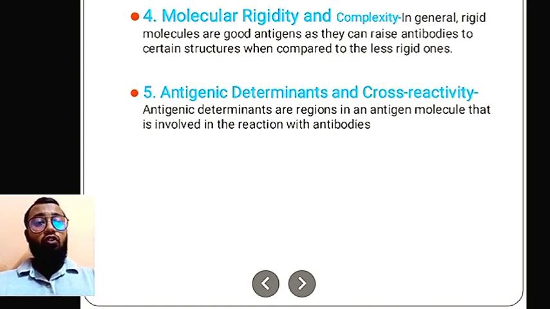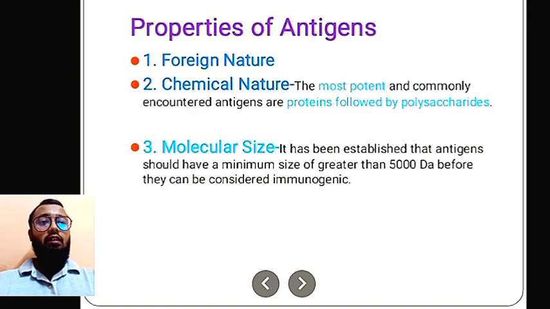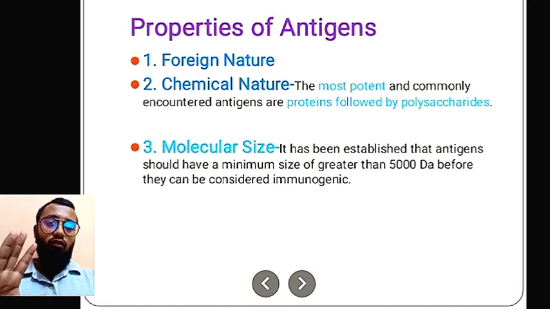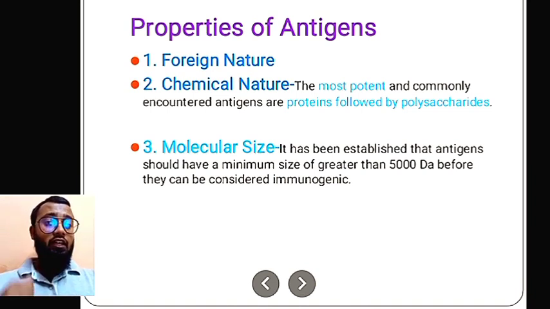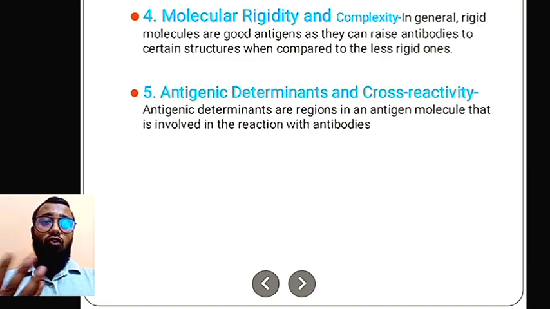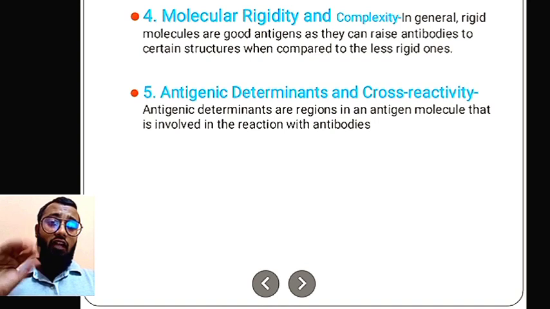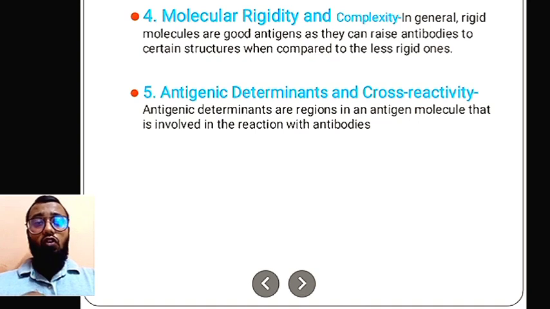So students, I know you will remember well how many properties there are. 5 properties of the antigen. First is the foreign nature, that the degree of foreignness is measured. Second is the chemical nature, that it is mainly made up of protein and polysaccharide. Third is the molecular size, it should be more than 500 Dalton. Fourth is the molecular rigidity, the more rigid the antigen, the more immunogenic it is. Fifth and the most important property is the antigenic determinants. More antigenic determinants, the more immunogenic the antigen is. So you understand the 5 properties. Remember, in exam time there may be a question on this topic mainly.